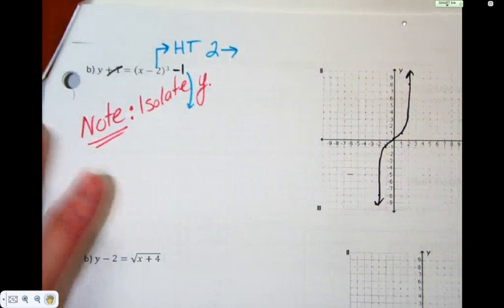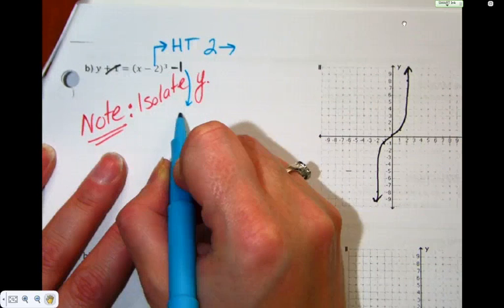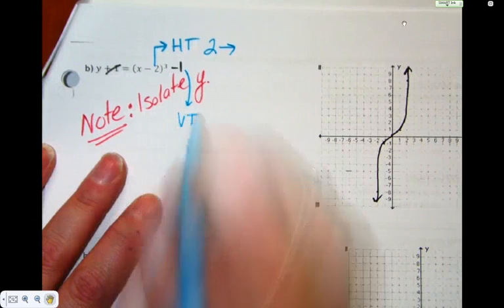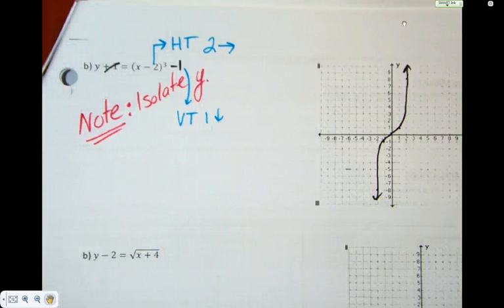The -1, is it inside brackets or outside brackets? Outside means it is a vertical translation, 1 unit down. So step number 2 is describe the transformations. Step number 3, we're going to draw them. Grab your red pen because this will be our last graph.